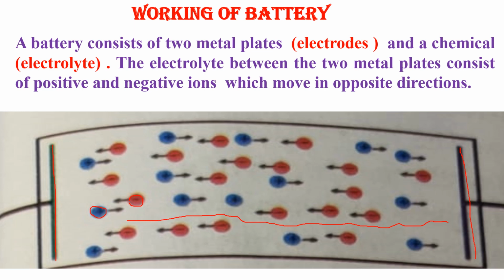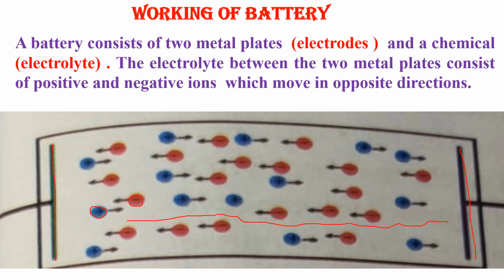And if you observe, they are moving in opposite directions. You can see that the negative ions are going towards the left side and the positive ions are going towards the blue side. Which are the negative ions? Negative ions are the red ones and the positive ions are the blue ones.